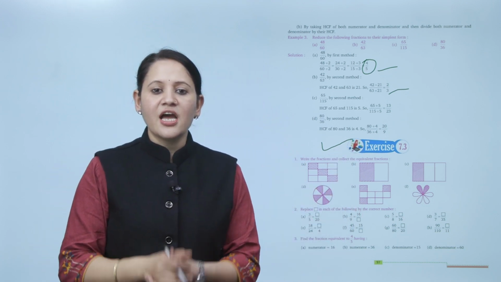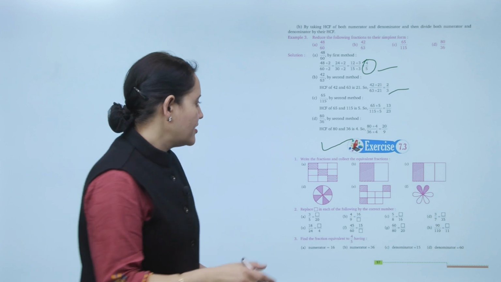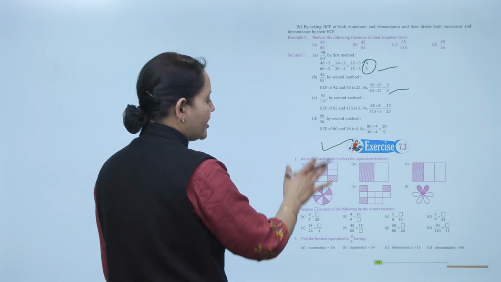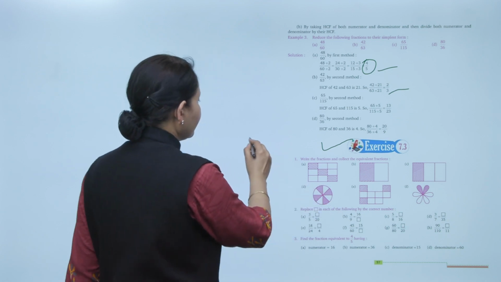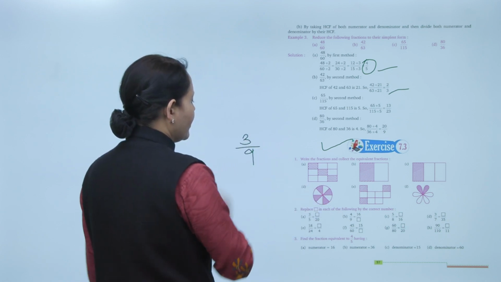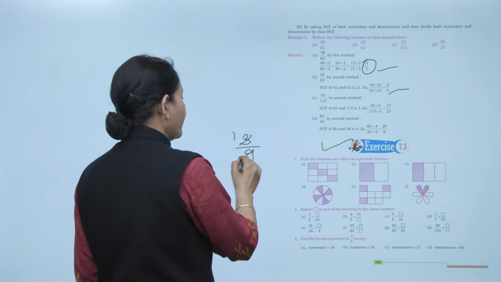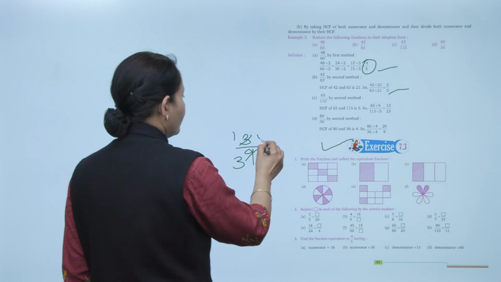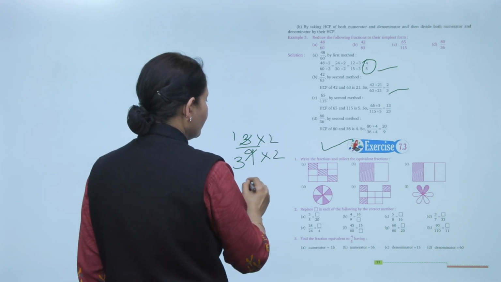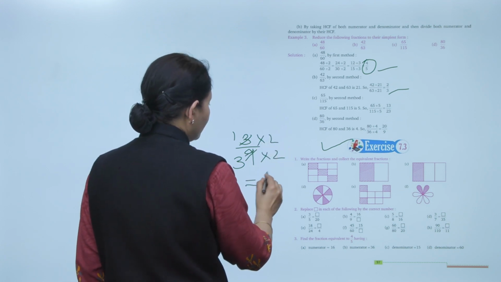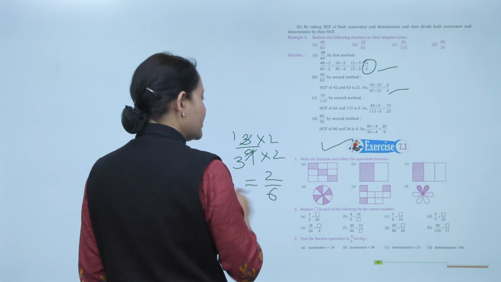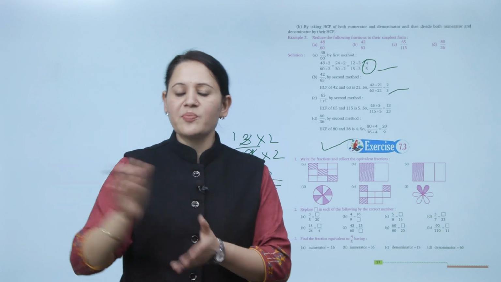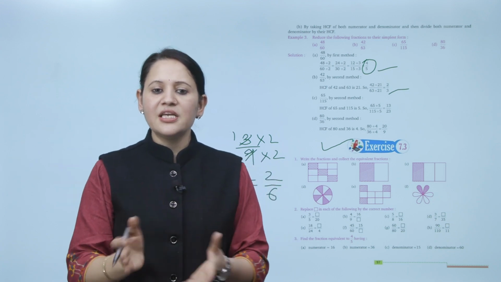Write the fraction and correct the equivalent fraction. So what fraction is there? Of total 9 equal parts, 3 are shaded. So the fraction is 3/9, which is 1/3. So we have to write an equivalent fraction. What we can do is multiply both numerator and denominator by 2, that is 2/6. We can multiply by 3 as well. Like this we can get many equivalent fractions. 3, 4, 5, keep on multiplying and you will get the equivalent fractions.